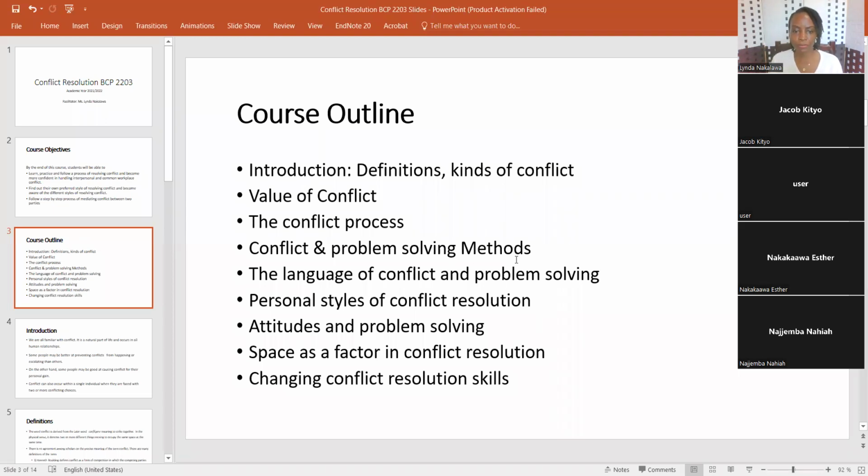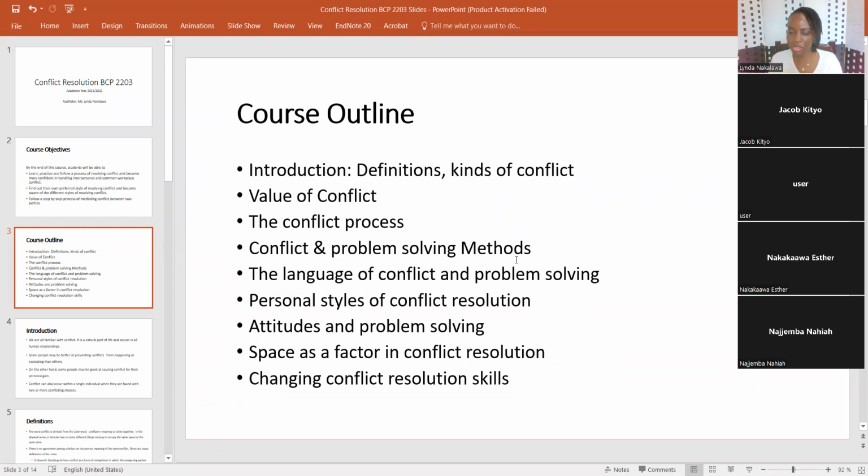The second last topic we shall look at is space as a factor in conflict resolution. Space can trigger conflicts. Space as in how much space people have. For example, Buganda Kingdom has been so much in the news of recent because of their land issues. That's the concept in which I'm talking about, space. Space can trigger conflict as people fight for space, but space can also contribute to conflict resolution.